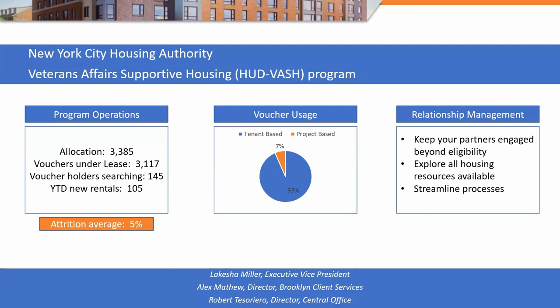So as you can see, we have a pretty large allocation. We have 3,385 vouchers allocated to NYCHA as part of our Section 8 program. Currently, we have 3,117 under lease, but we are constantly working with our VA partners to make sure that we're getting more.